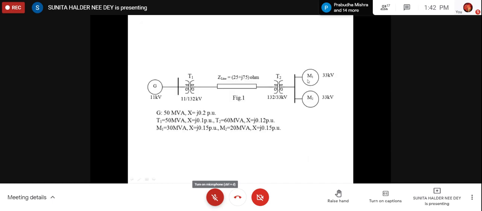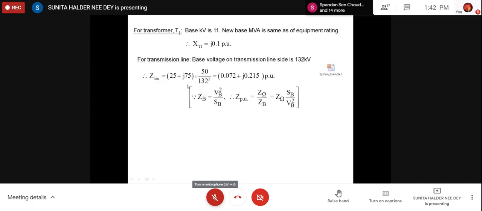Then the next section is this one, the transmission line, from here to here. For the transmission line, the voltage level is 132 kV and the impedance is given in ohms. So you have to convert it into per unit. Base MVA is 50, base voltage is 132 kV, and the actual value is 25 plus j75. So you can calculate the impedance in per unit. Z line is the actual value times MVA divided by VB squared. I have written this here also because this is the first time we are doing the numerical calculations.